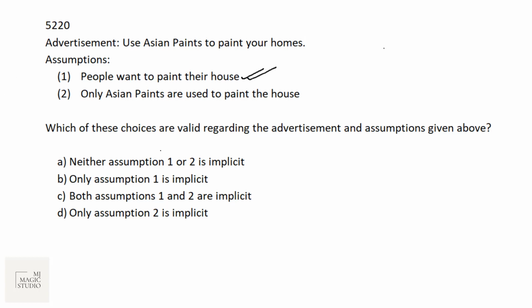People want to paint their house. Are only Asian Paints used to paint that house? No, that is not implicit. There can be many others with which they can paint their house. But this assumption is implicit straight away, that people want to paint their house. That's why the advertisement is use Asian Paints to paint your homes. Only assumption 1 is implicit. Option B.